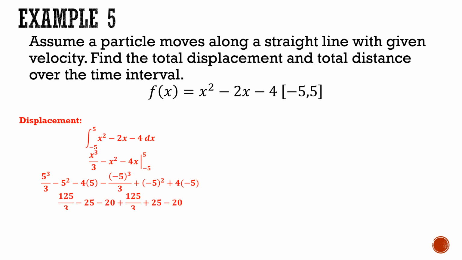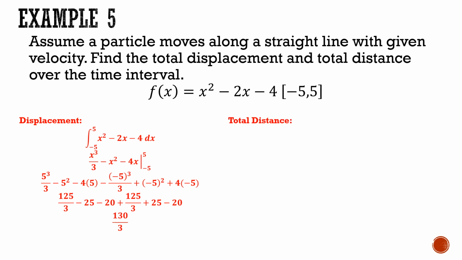Simplifying that, I get 125 over 3 minus 25 minus 20 plus 125 over 3 plus 25 plus 20. And then I simplify that to get 130 over 3. Now that would be like feet or meters. It just depends on what they tell you in the problem. This problem didn't tell us, so it's going to be like units.